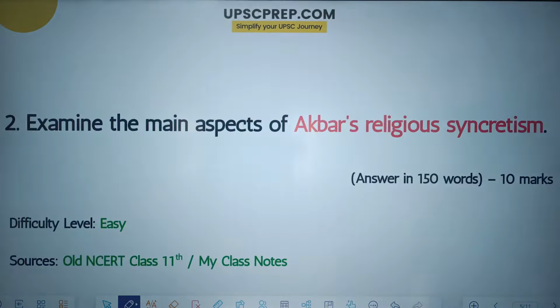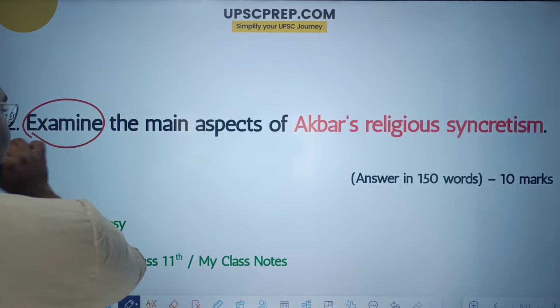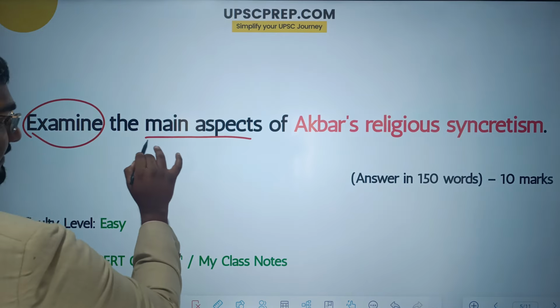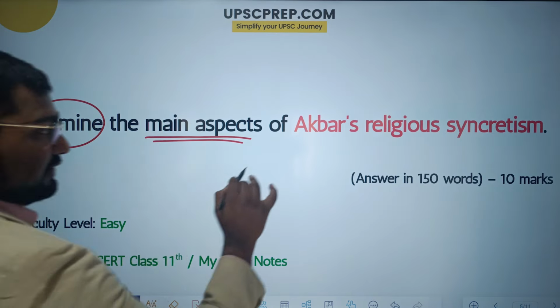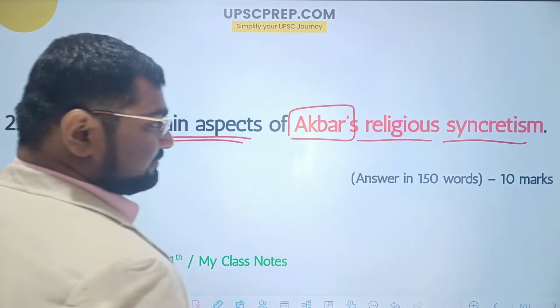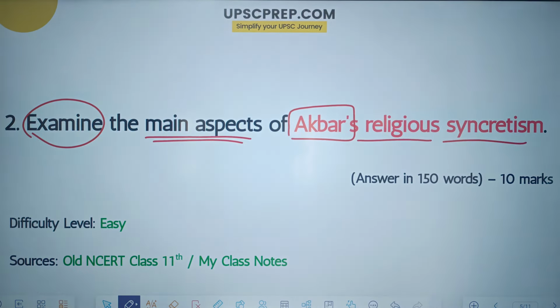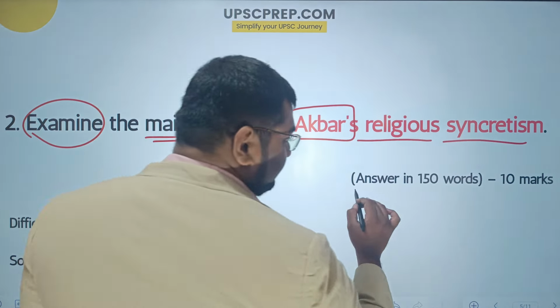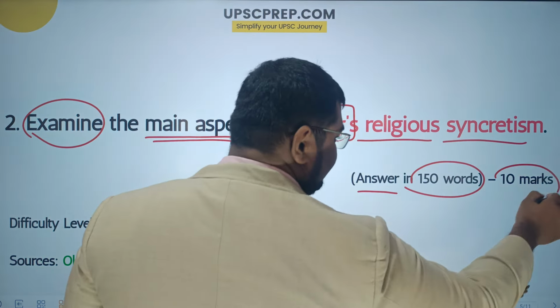Okay, fine. Let's move to the second question. This was question number 2 in GS paper 1. Read the question. Examine the main aspects of Akbar's religious syncretism. Answer in 150 words. It was a 10-marker question.